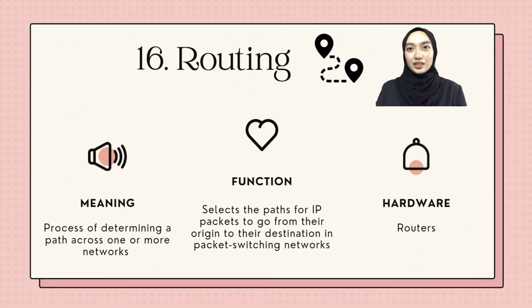After that is routing. The process of determining a path across one or more networks is known as network routing. Routing principles can be applied to any network, including telephone networks and public transit. Routing selects the path for Internet Protocol (IP) packets to go from their origin to their destination in a packet switching network like the Internet. Routers, which are specialized pieces of network hardware, make these Internet routing decisions.